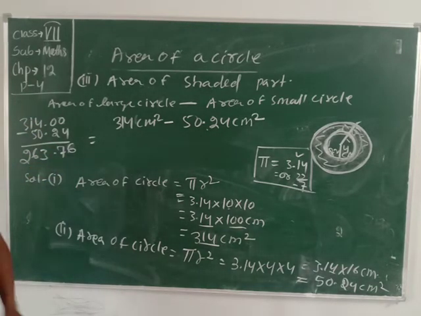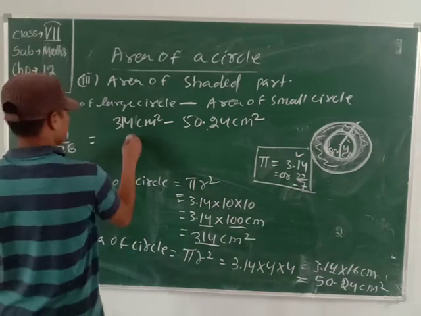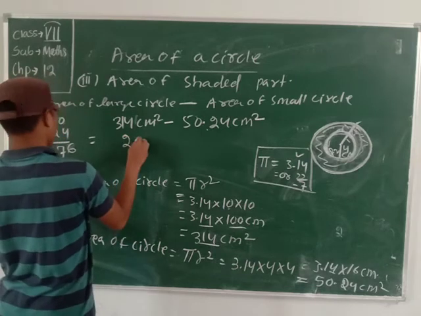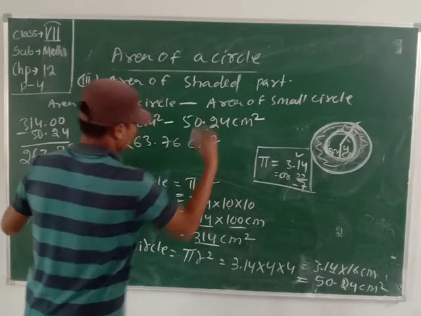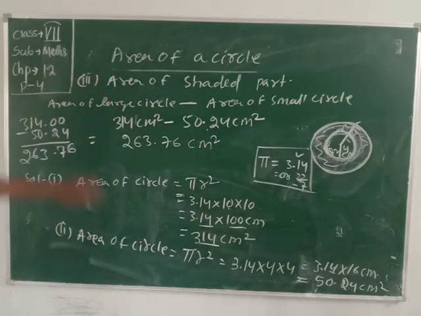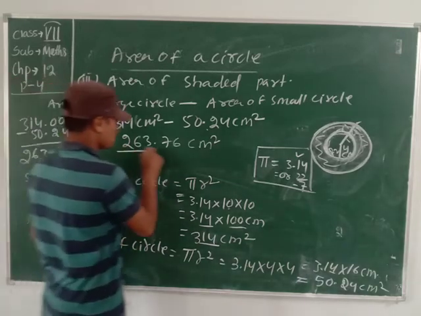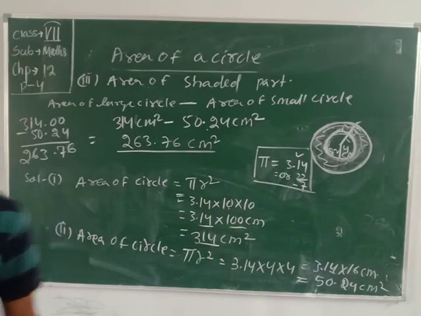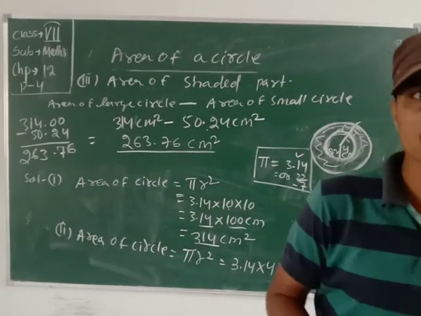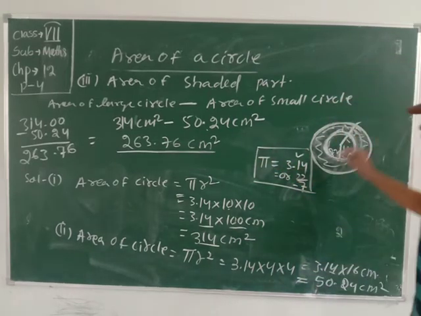What is the area of the shaded part? Shaded part area equals 263.76 centimeter square. And the area of the shaded part of the circle is 263.76 centimeter square. So this is how we can find the area of the circle and the area of the shaded part.